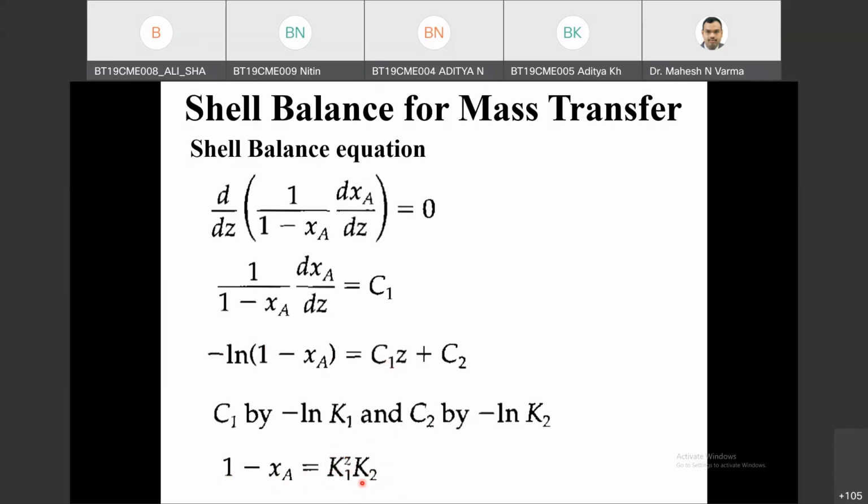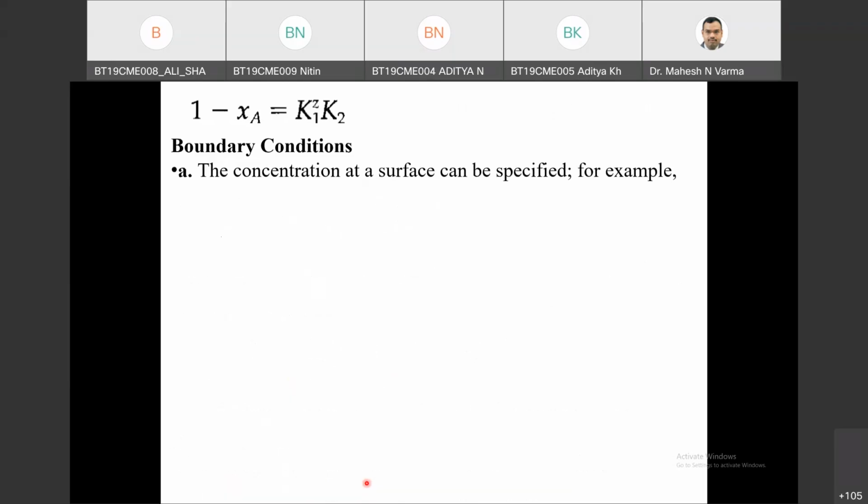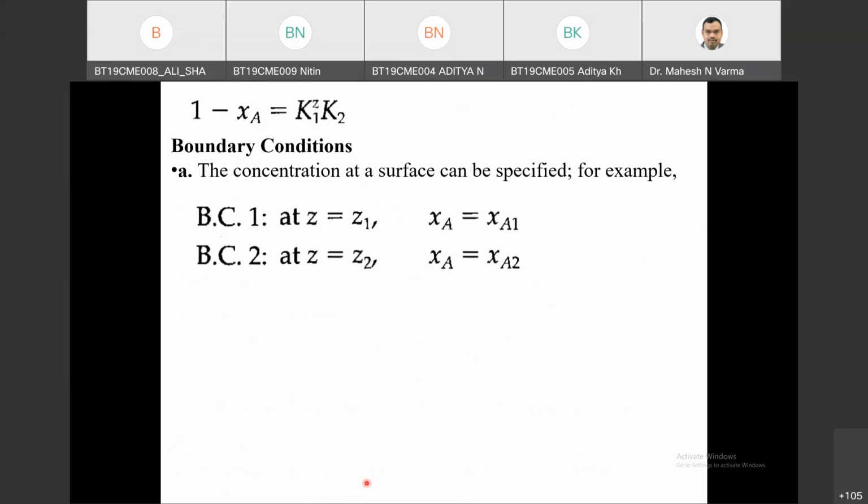This is K1 raised to Z and K2. Now here I can use a boundary condition. What are the boundary conditions available? These are the boundary conditions available: at z equals z1, xa equals xa1, and at z equals z2, xa equals xa2. Now substitute this in this equation and get the value of c1 and c2, k1 and k2, and accordingly you can get the values of c1 and c2.